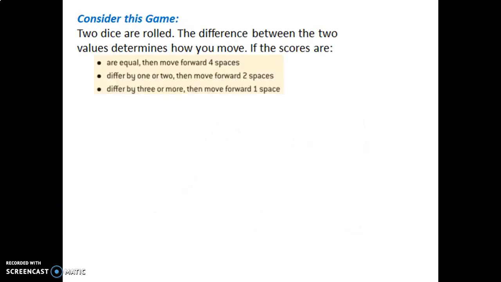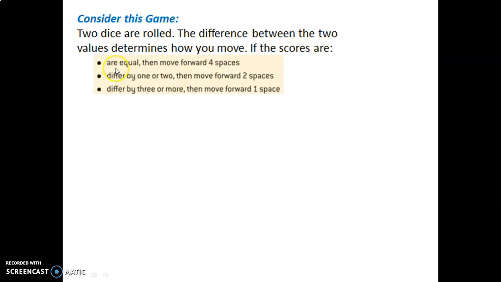So consider this game. Two dice are rolled. The difference between the two values determines how you move. So imagine you rolled a 6 and a 1. The difference between those would be a 5. So that's the value you're trying to get. So now you move like this.